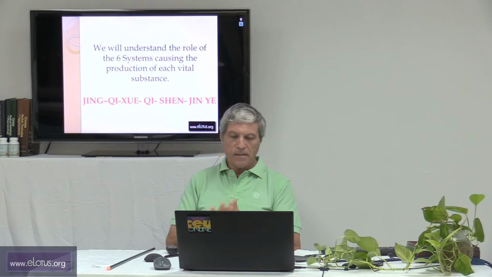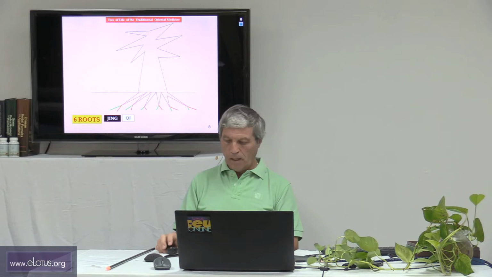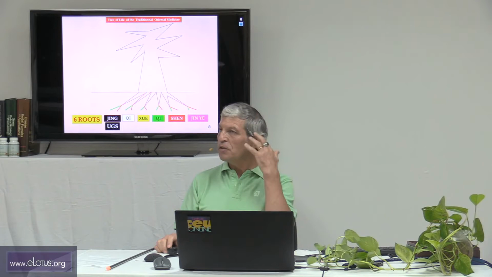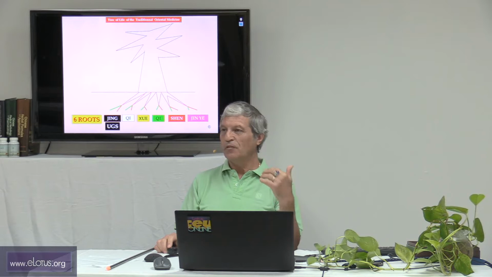We will understand the role of the six systems in the production of each vital substance. Each system produces one vital substance: Qing, Qi, Sui, Qi, Shen, Jin, Ye. Urogenital system, in relation with Qing, the Qing of Chinese medicine. Urogenital system, Qing, the same. Exactly the same. When we speak about Qing, in modern medicine, we think about the urogenital system. Tonify the urogenital system is to tonify Qing.